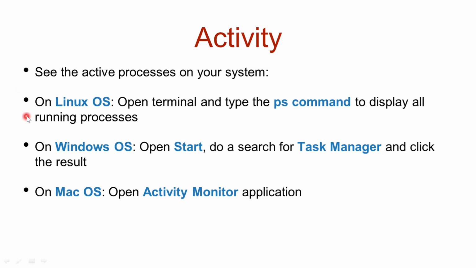What you have to do is see the active processes on your system. If you are using the Linux operating system, open the terminal and type the ps command to display all the running processes. If you're using Windows, open Start, search for Task Manager and click the result. On Mac, open the Activity Monitor application.